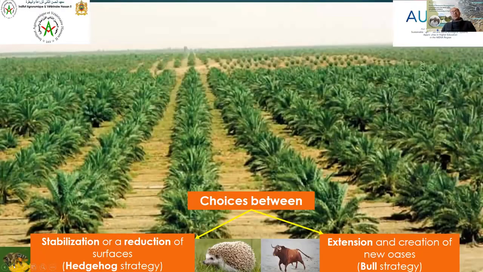As I said earlier, we have to make choices between stabilizing or reduction of surfaces, or extension and creation of new oases. Unfortunately, not only in Morocco, but elsewhere in Saudi Arabia, in Yemen, in Iraq, in Egypt, we are most of the time extending and creating new plantations, generally as a monoculture instead of adopting the oasis ecosystem.